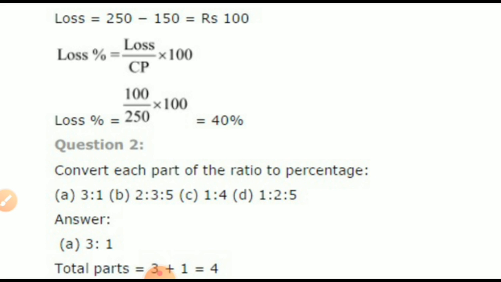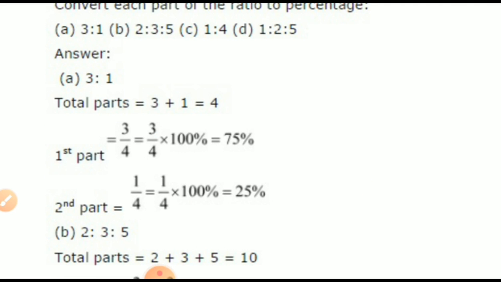Look at here, question number 2. Convert each part of the ratio to percentage. Students, percentage and ratio can also be shown this way: 3 is to 1, 2 is to 3 is to 5, and 1 is to 4, 1 is to 2 is to 5. Take 3 is to 1. Total parts of 3 and 1 is 3 plus 1, 4. So what is the part of the first one? 3 upon 4, multiplied by 100. That's the percentage, 75. Second part is 1 and total parts are 4. So 1 upon 4 multiplied by 100 will give you 25%.